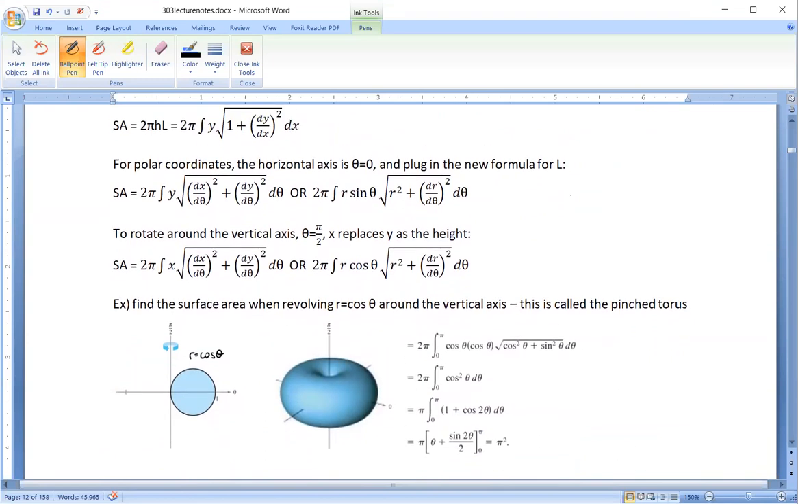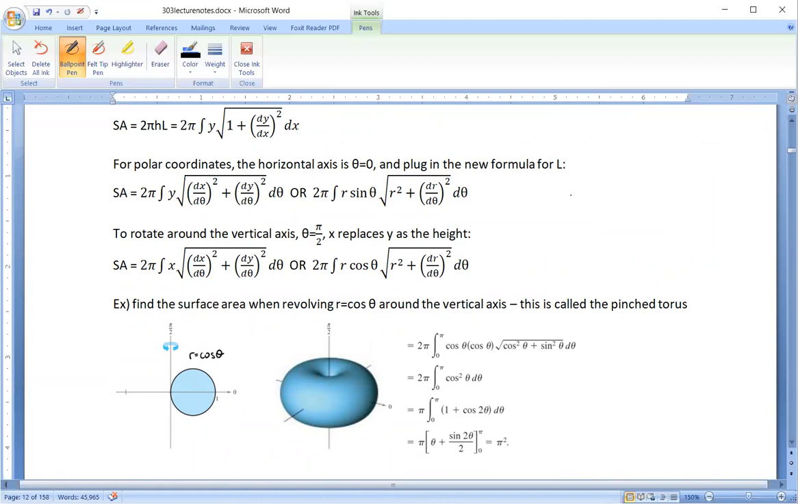So here is a sample calculation of something kind of cool. The surface area of a donut with no hole. Previously we saw r equals cos theta gives us a circle on the right side. Now we're going to take that and revolve it around the vertical axis. So first you have to note that theta goes from 0 to pi, which gets you once around and forms the entire circle. So those are our boundaries of integration.